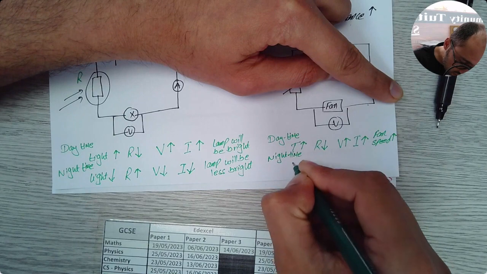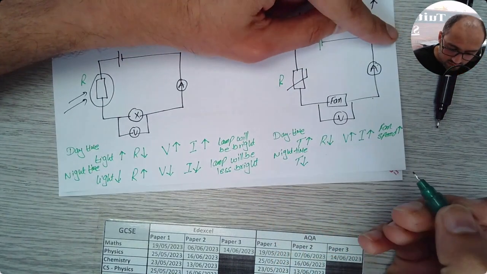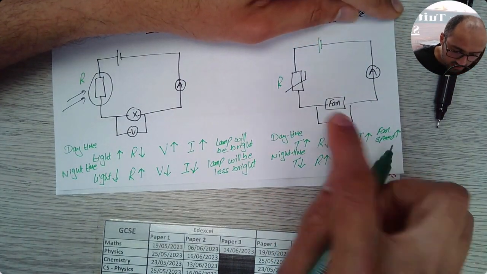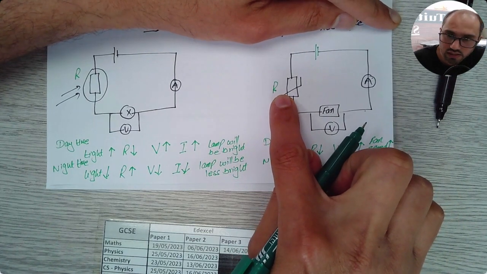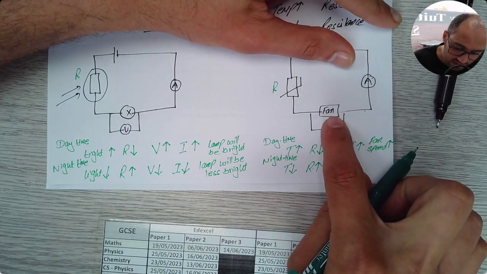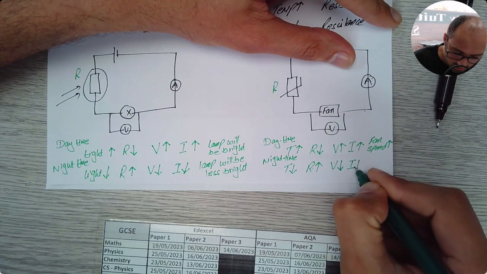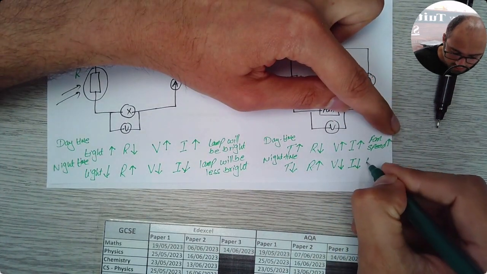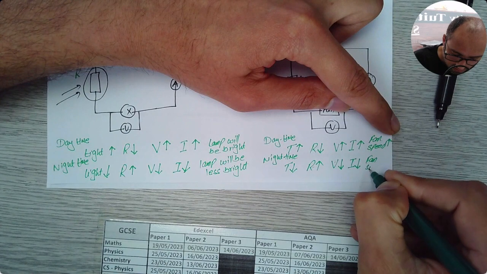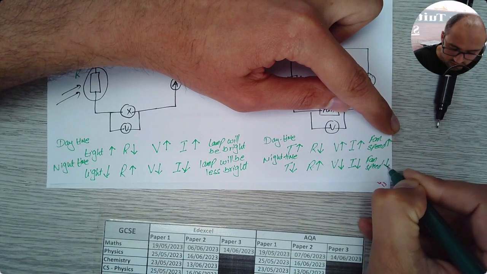At night time, now the temperature will fall. If the temperature falls, resistance increases at this location. If the resistance here increases, that means the fan will get less energy. So the value of V will decrease, current will decrease, and then I can say fan speed will decrease.